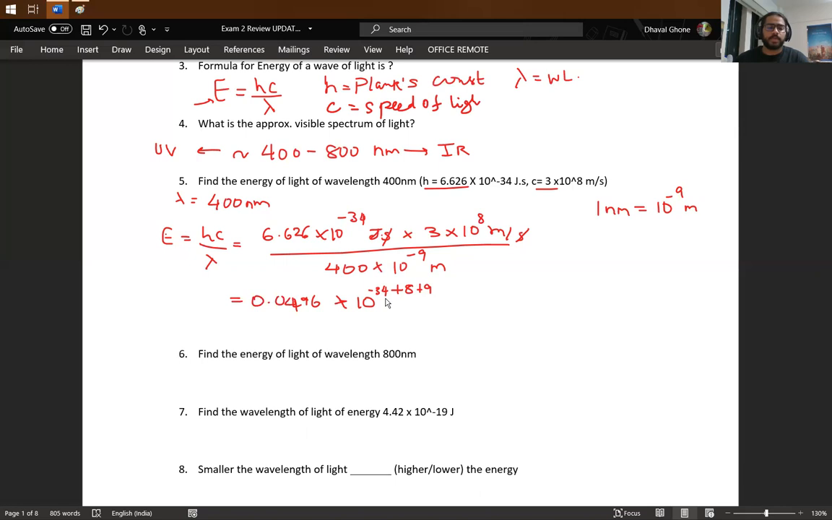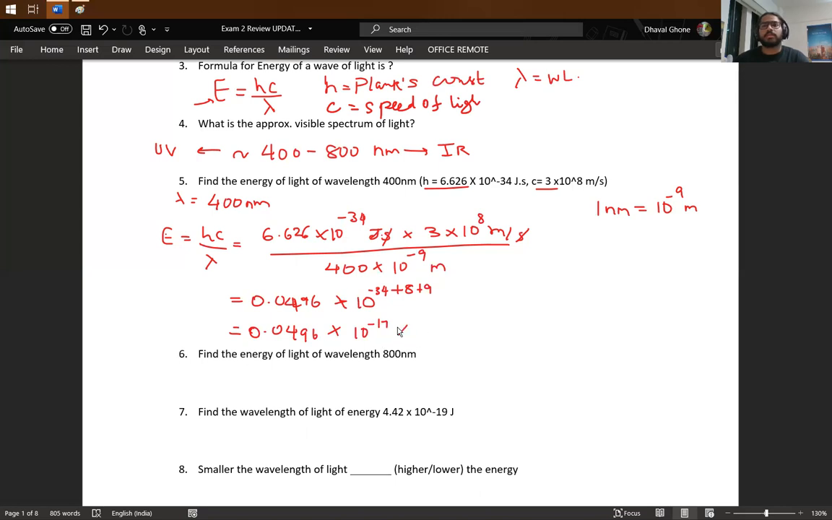Negative 34 plus 8 plus 9 gives you 0.0496 times 10 to the power negative 17. This is a right answer.